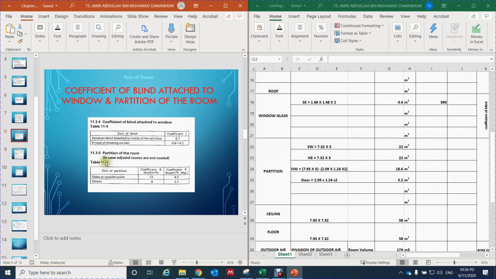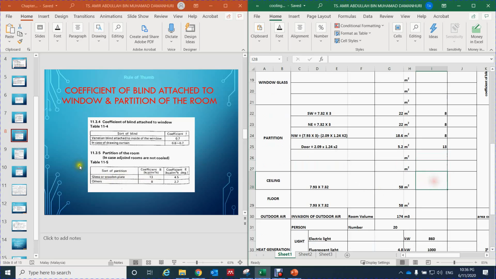Okay, right. Here it is, the partition of the room. Since it is a wall, we just take the coefficient of B. So this one will be 8, here will be 8, and this one is also a wall, so 8. Here is the door. For the door we have to choose the coefficient of B for glass or wooden plate. It is 13.